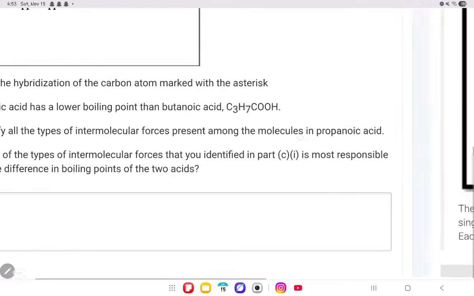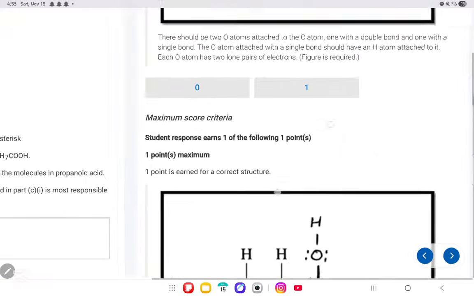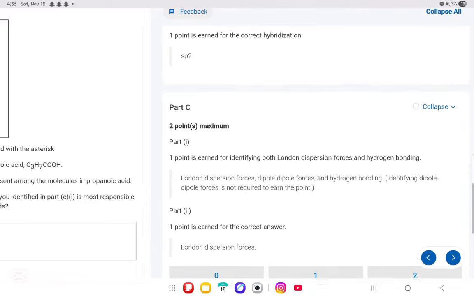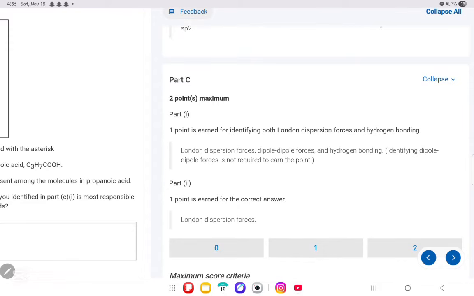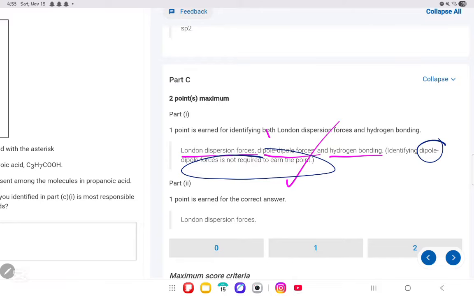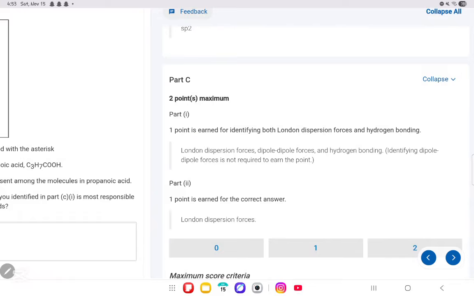Okay, so if I go to the answer key, it's part C. Okay, so I have London dispersion forces, dipole forces, and hydrogen bonding. Now, dipole forces is correct, that is true. However, they said you don't need to write it. If you write it, you're not going to earn the point. What's important to write is the hydrogen bonding and the London dispersion forces, and don't forget as well to include the dipole in all scenarios, okay?